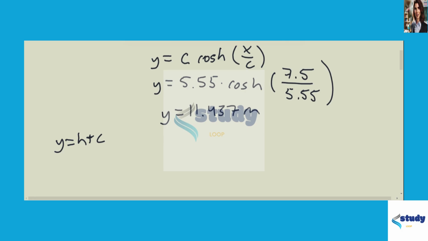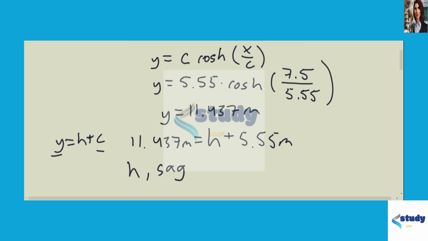So now we have Y, and now we have C, so we need to plug it in and find H. So 11.437 meters is equal to H plus 5.55 meters. So we find that H, which is the sag, is equal to 5.887 meters.